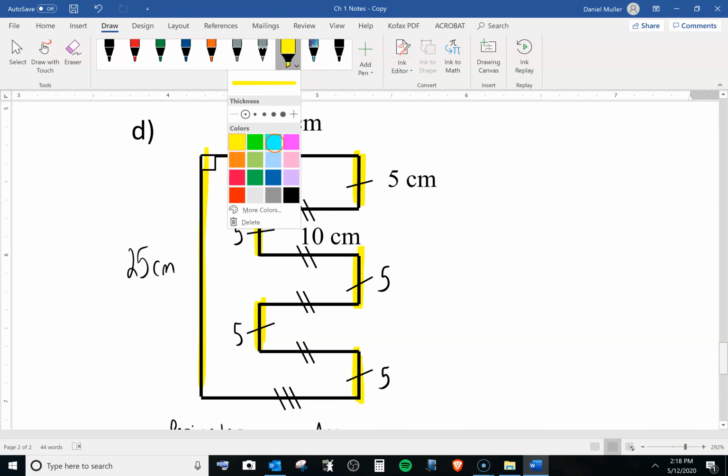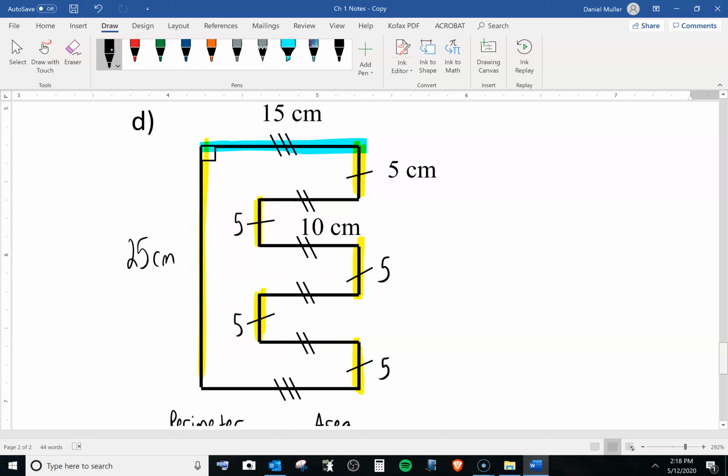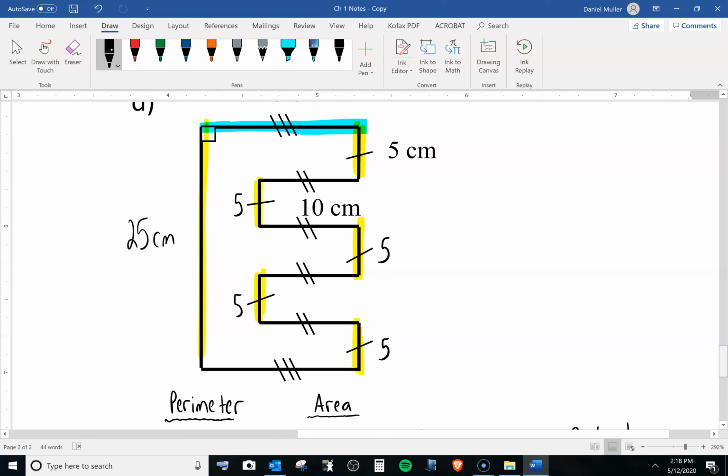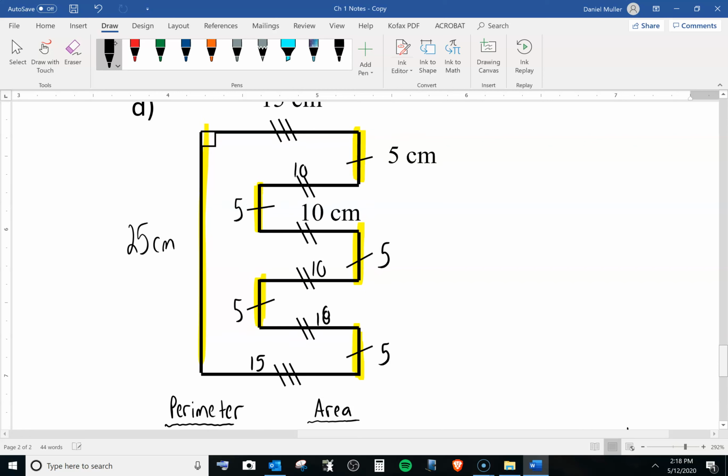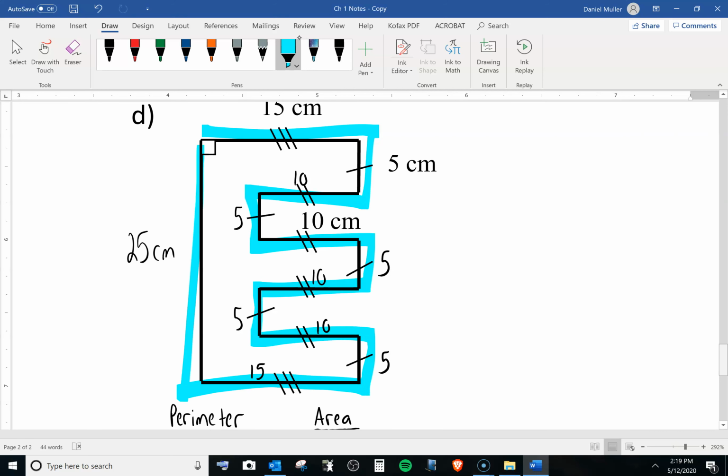I know that my top is 15, and that is the same. So this must be 15 right here. And then all of these inside ones are 10. So this is 10, this is 10, and this is 10. And that's 15. So you're going to have to add all of these up. And it's actually not too bad. There's a ton of numbers here. 15, 5, 10, 5, 10, 5, 10, 5, 10, 5, 15, and 25.